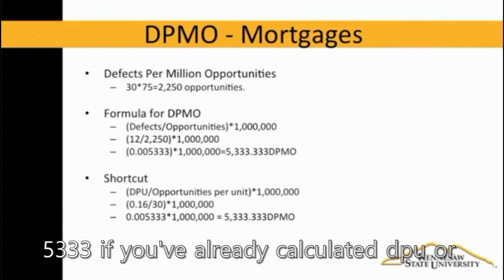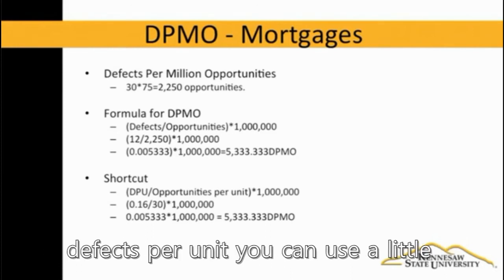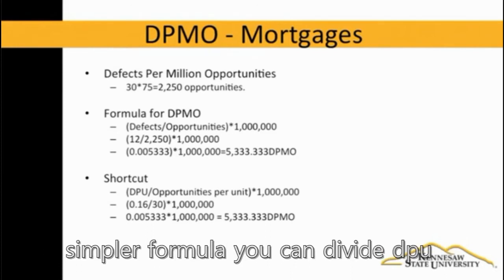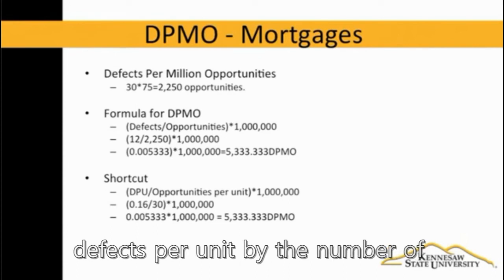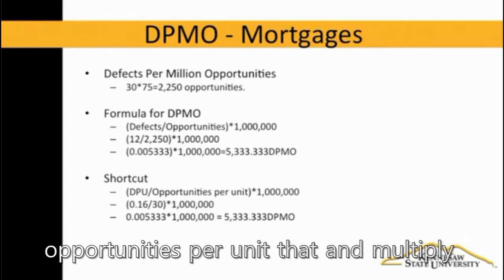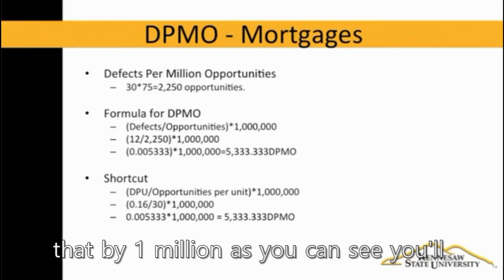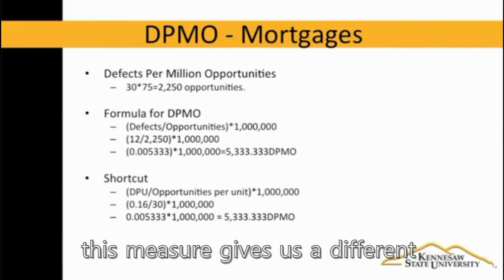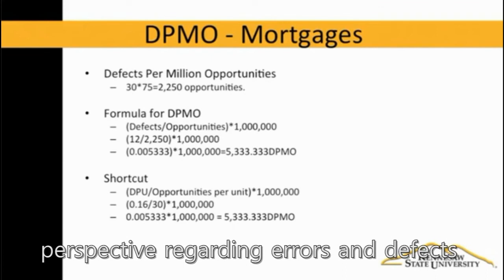5,333. If you've already calculated DPU or defects per unit, you can use a little simpler formula. You can divide DPU, defects per unit, by the number of opportunities per unit, and multiply that by 1,000,000. As you can see, you'll get the same result. This measure gives us a different perspective regarding errors and defects.